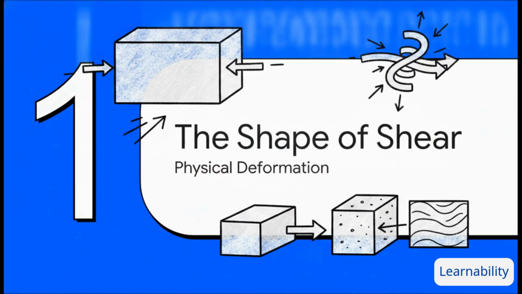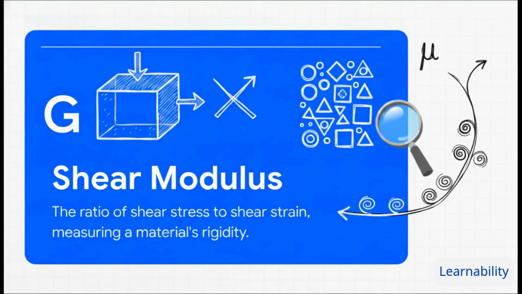Section 1. The shape of shear. So let's look at how different materials physically respond to these relentless, shape-changing forces. To do that, we need to define what we're actually measuring. Shear modulus is, simply put, the ratio of shear stress to shear strain. It measures a material's overall rigidity and its direct response to being pushed out of shape.